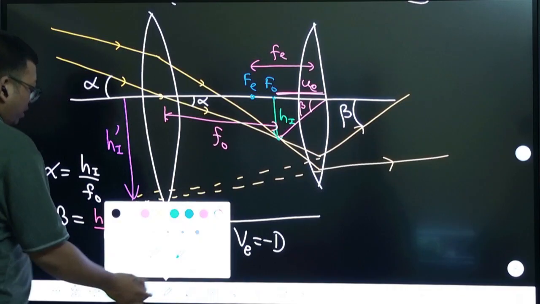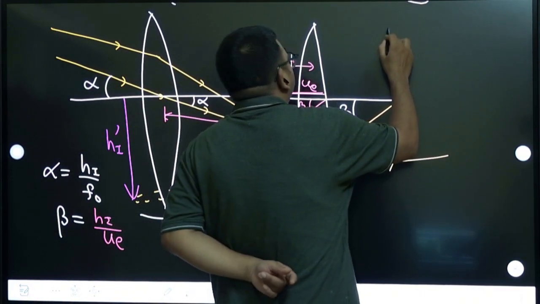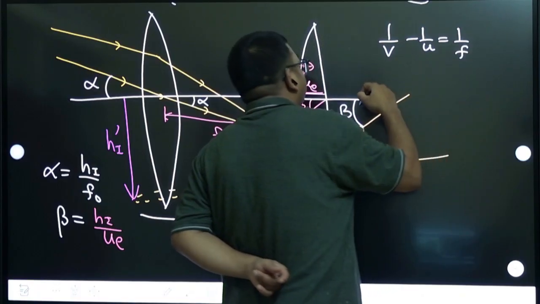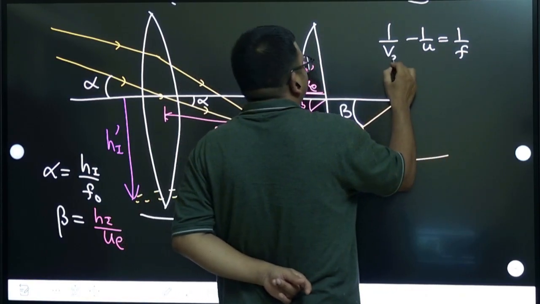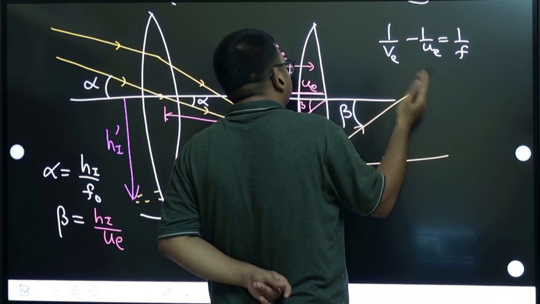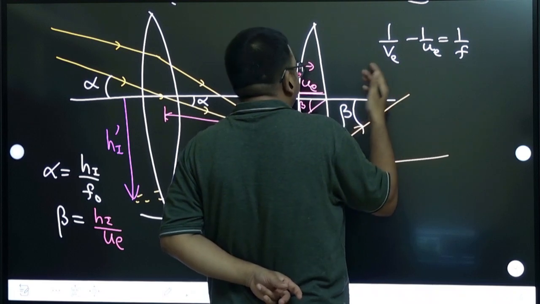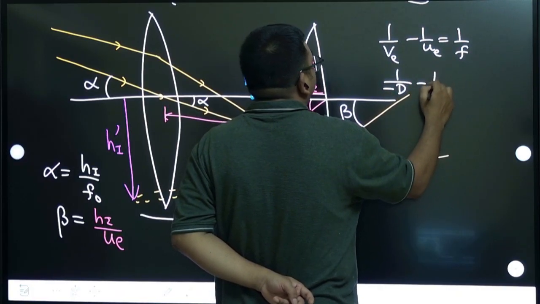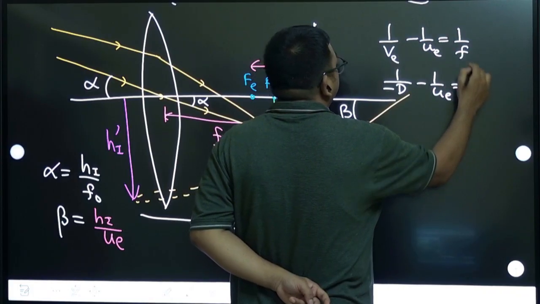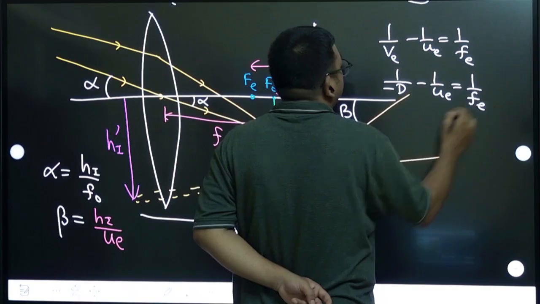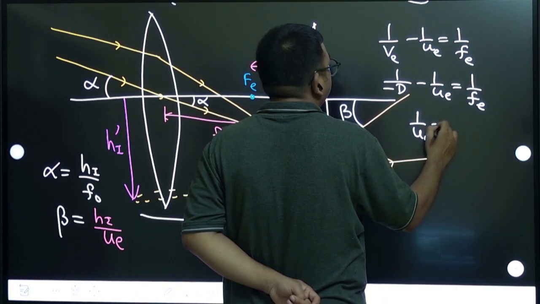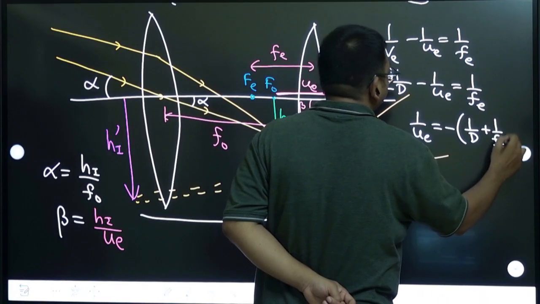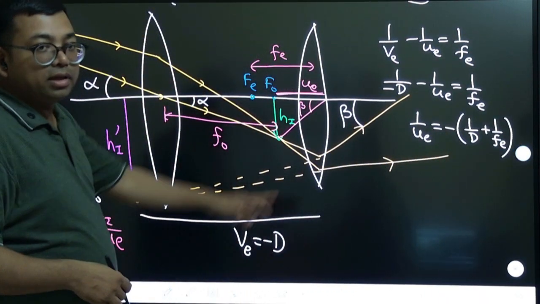We define. Okay, now very interesting thing to note that we know 1 by v minus 1 by u is 1 by f. Let us apply this for this eyepiece. So here VE becomes minus D, minus 1 by UE is 1 by focal length of eyepiece. So 1 by UE becomes equal to minus 1 by D plus 1 by FE. Very important, very important. That's what it is coming from.